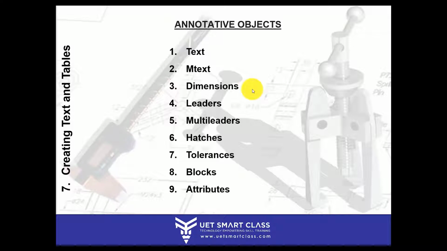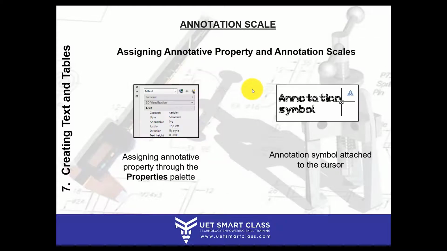So the first topic which we will be covering today, before anything else, before learning text and leaders and dimensions and everything, is annotation scale, because you need to understand this feature. This feature, the annotation scale, is a property in your AutoCAD. It allows you to control the size of all the annotative objects in your model space.